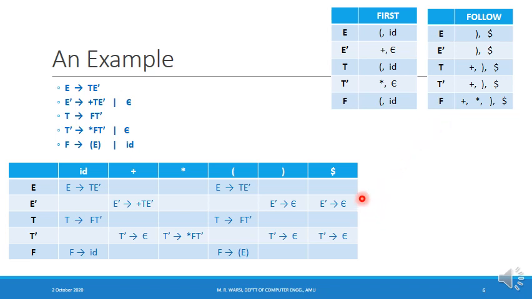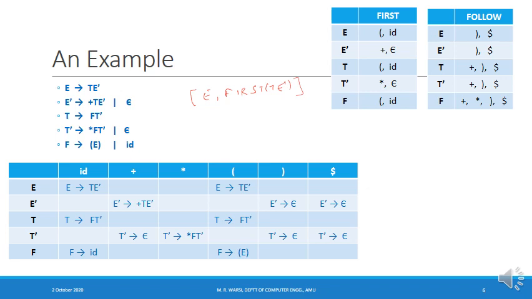In order to construct the predictive parsing table, we'll pick up each production one by one and try to determine where in the parsing table that production will get added. So first of all, let us pick up the production capital E derives TE dash and determine where this production will get added. This will get added at the location E comma first of TE dash.